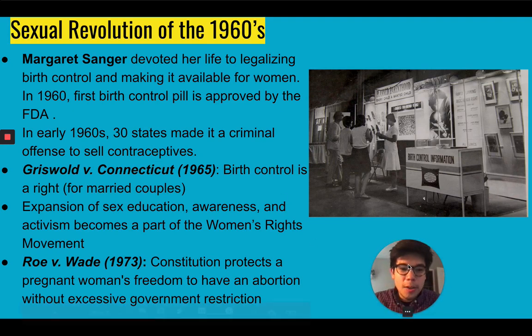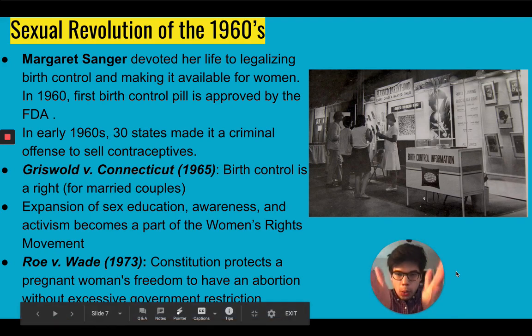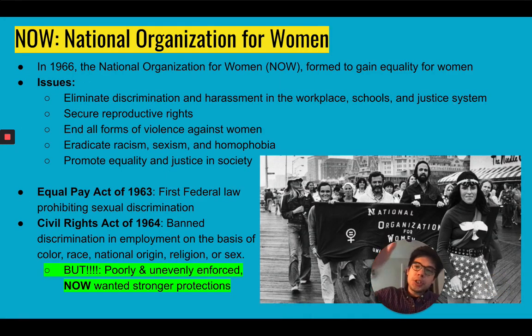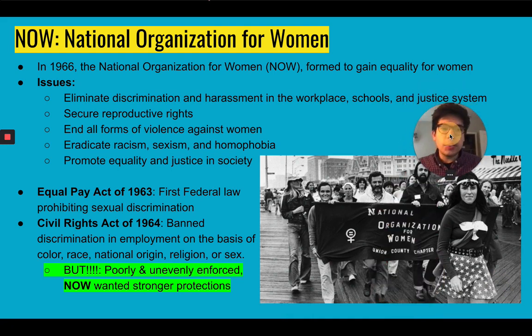So we've got the women's rights movement. It's going along, right? Full steam ahead. Betty Friedan publishes this book. Margaret Sanger, Liberating Women. What's going to happen? The National Organization for Women, right? So we have this new organization.